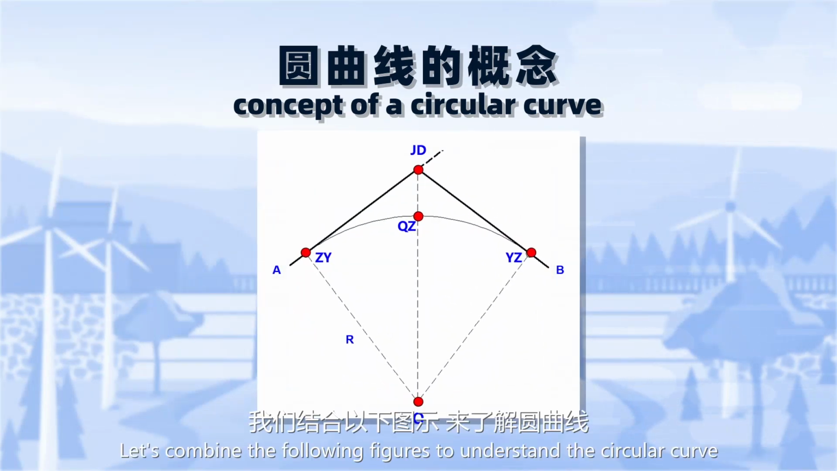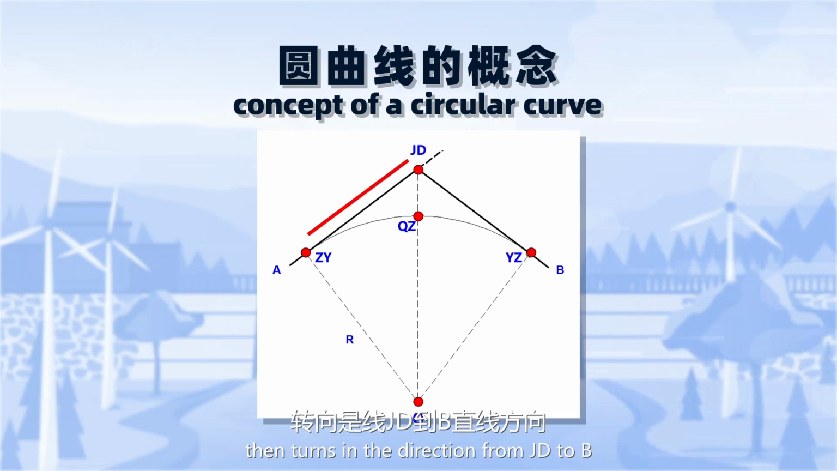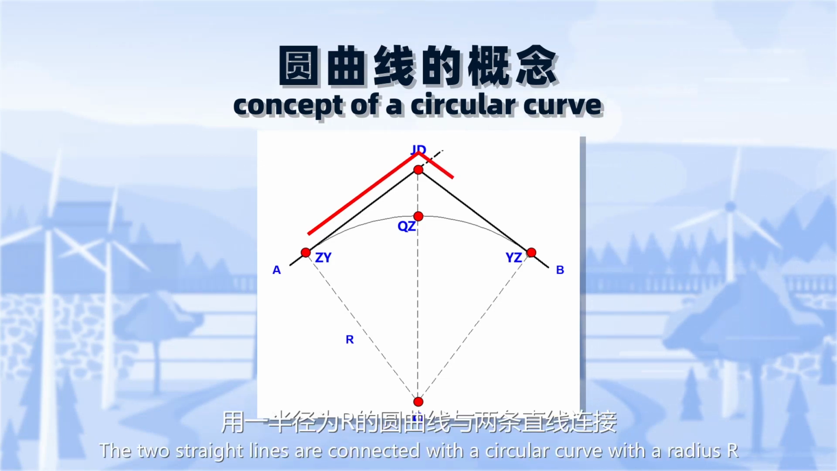Let's combine the following figures to understand the circular curve. The straight line in the figure goes from point A to point JD, then turns in the direction from JD to B. The two straight lines are connected with a circular curve with a radius R.